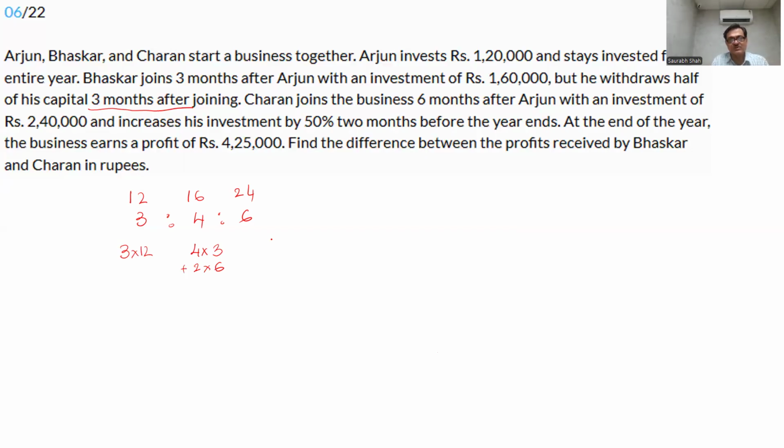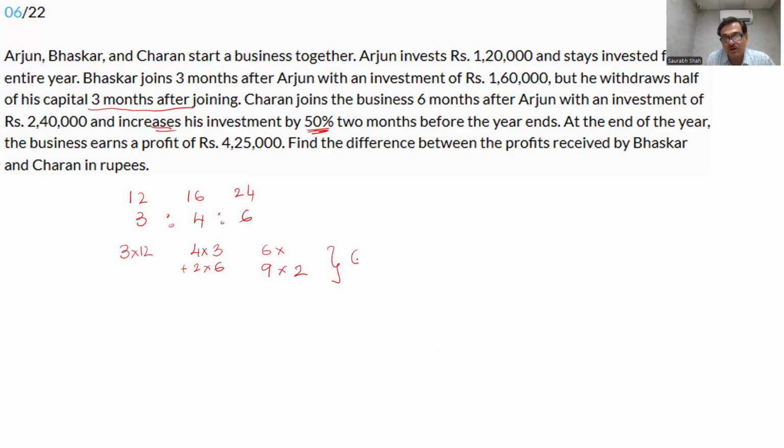Something very similar happens to Charan. Charan joined the business 6 months after Arjun. So Arjun started at the very beginning. Charan joins with an investment of 6, and looks like he's going to remain here for 6. But no, again, he's also changing his investment. Now, what is he doing? He increases his investment by 50%. 6 will become 9. But after how many months? 2 months before the year ends, for the last 2 months. So 9 is the investment for the last 2 months.